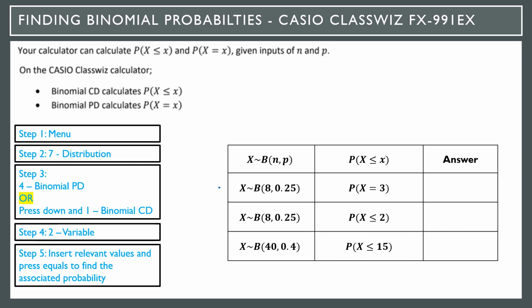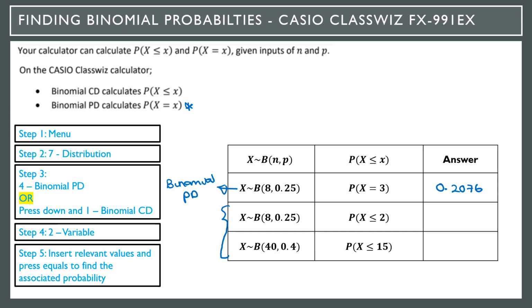So to quickly run through this first example, because we're looking for the probability that x is exactly equal to a given value, we need binomial PD. N and P are given in our defined distribution, so we have n is equal to 8, P is equal to 0.25, and then we know that x is 3 in this case. So if you go ahead and put those into your calculator, you should have found that your probability is 0.2076.